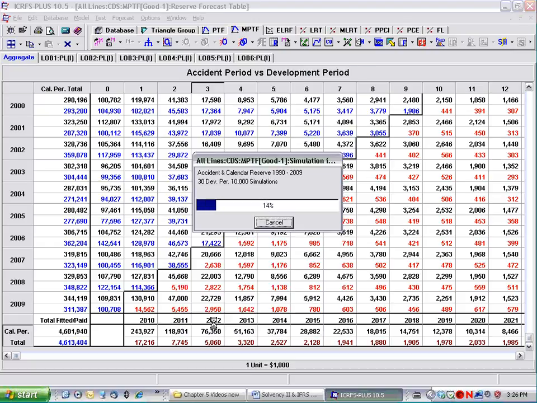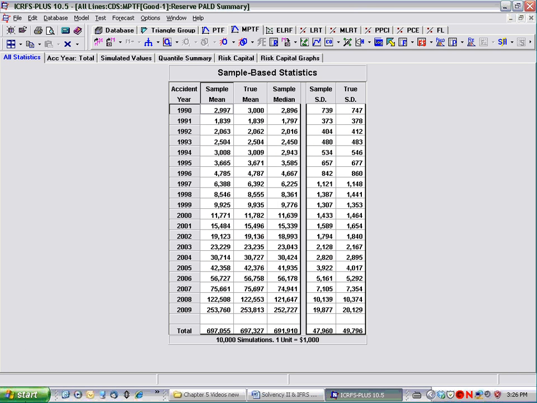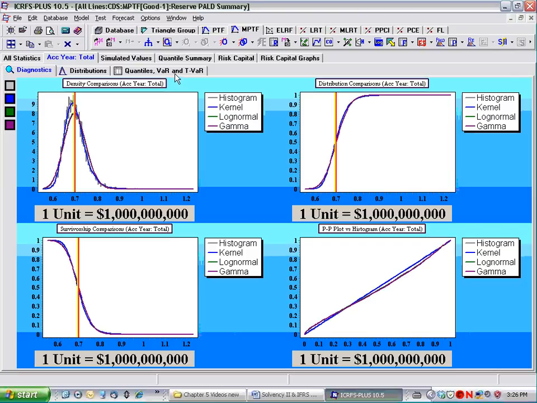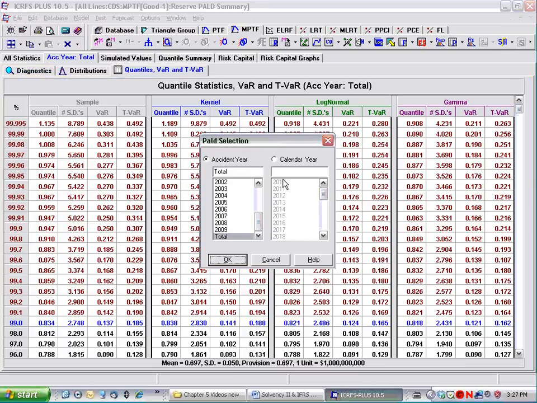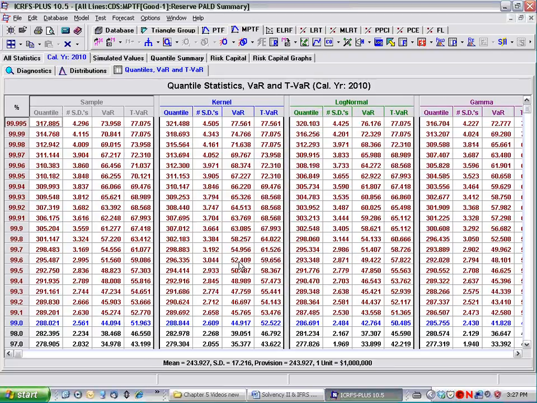So we're doing millions of simulations here. I just want to know what is the distribution of the calendar year total losses for 2010. That's the next calendar year, 2010. Let's find out what the 99.5 percentile is approximately. So we go to quantiles, value at risk, and let's find out for the next calendar year, 2010, what is the actual 99.5 percentile. So 99.5%, we only did 10,000 simulations, so this is approximate. We're looking at around, say, 294 million. Okay, you've got about 294 million.